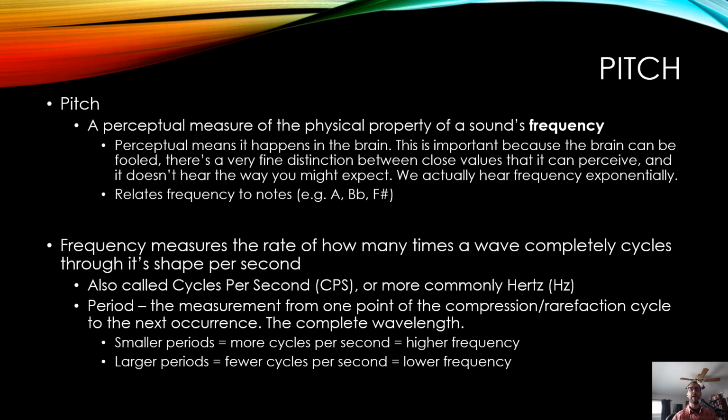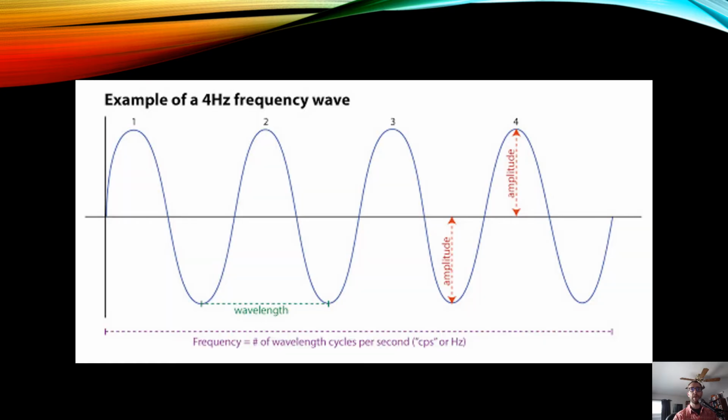Smaller periods have more cycles per second, which corresponds to hearing those as a higher frequency. Larger periods, however, have fewer cycles per second, which means we hear them at a lower frequency. So here's an example of a 4 hertz frequency wave. All the way from 1 to 2 to 3 to 4, you have 4 complete wavelengths. The amplitude is the same on both the positive and the negative, and everything is just perfectly periodic and repeating.